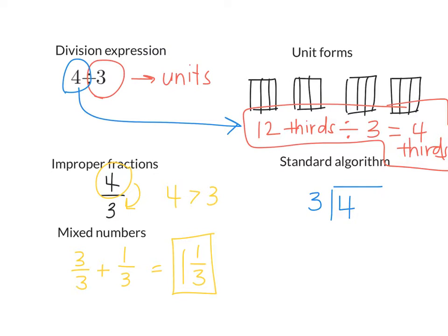Now we use the dad, mom, sister, brother technique. Dad divides first. If I have 4 and I want to share it into each group, how many could each group get? 1. Dad divides and gets 1. Mom multiplies. 1 times 3, how many did we use up? 3. Sister subtracts. If we had 4, we used up 3 when we shared them. How many do we have left? 1. We have a remainder.